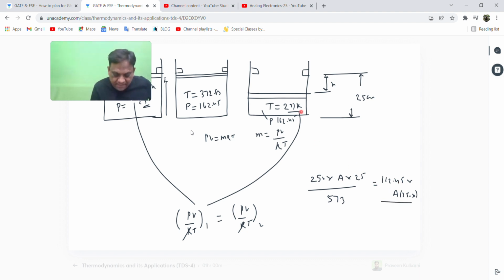And what is the final temperature? It is 293. Area cancels. Can anyone tell me how much it is falling? 5.32 centimeter. Wonderful question, my dear students.